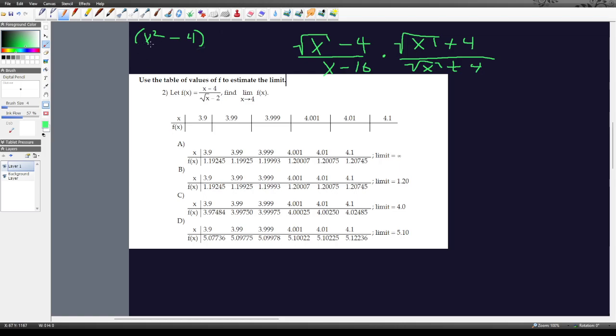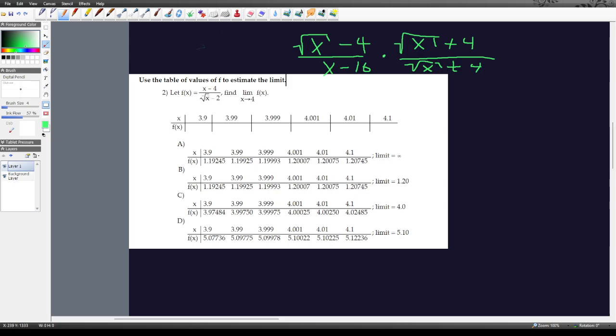So since this is an example of difference of squares, we can just factor this out by having a 4 and x minus, well, x plus 4, which will equal this still. So let's continue.